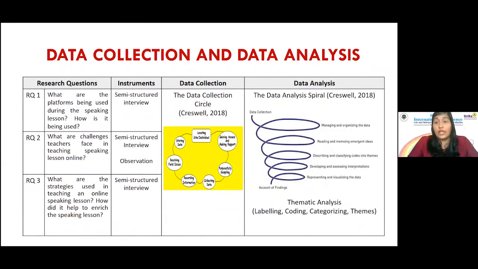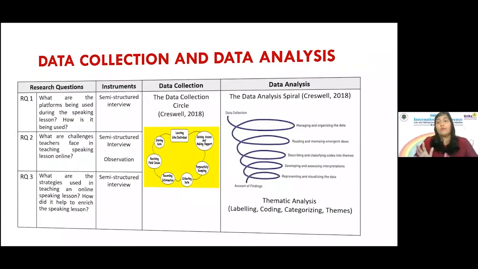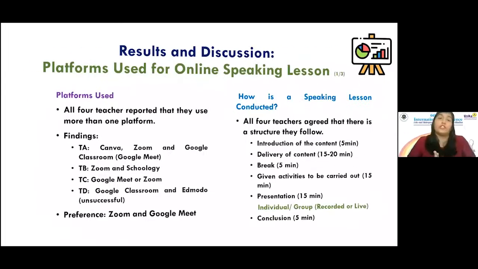We have also analyzed our data using the data analysis spiral by Creswell 2018, whereby we manage and organize the data, read, memo, describe, classify, develop, assess, and represent and visualize the data, and that is an account of the findings. So basically what we did is we labeled, we coded, we categorized, and we themed. So let's move on to the results and discussion.